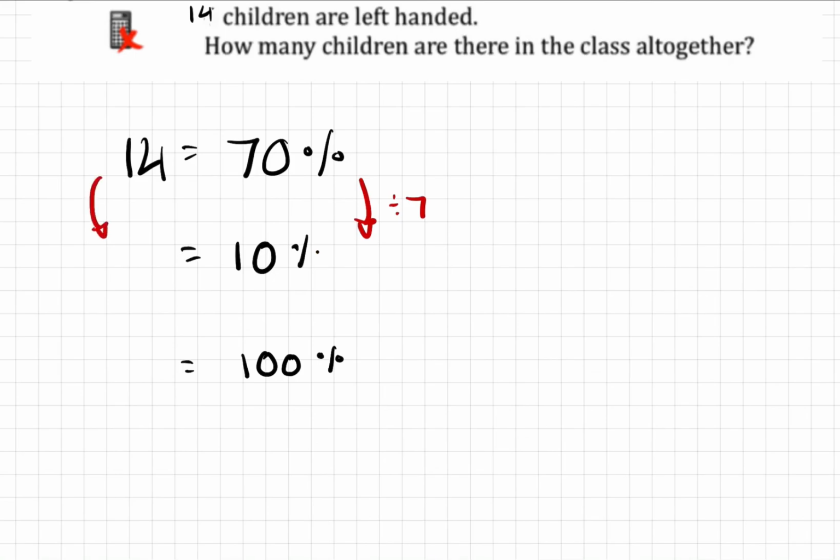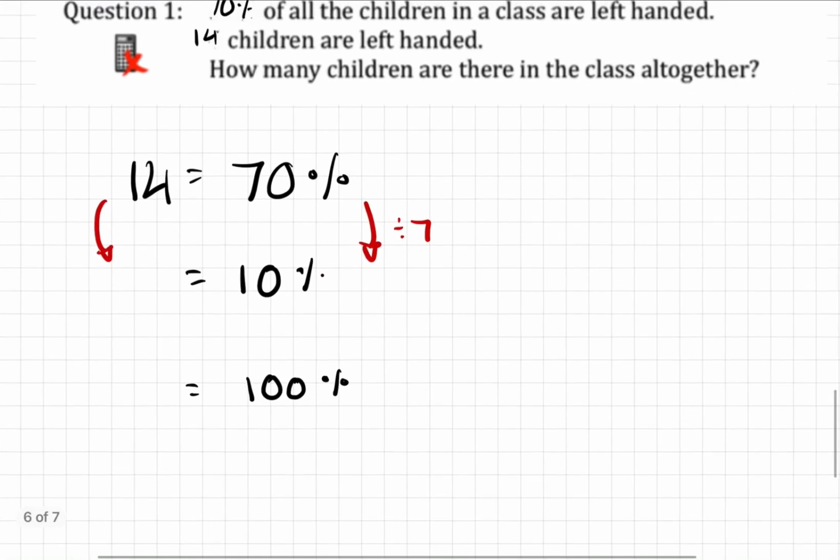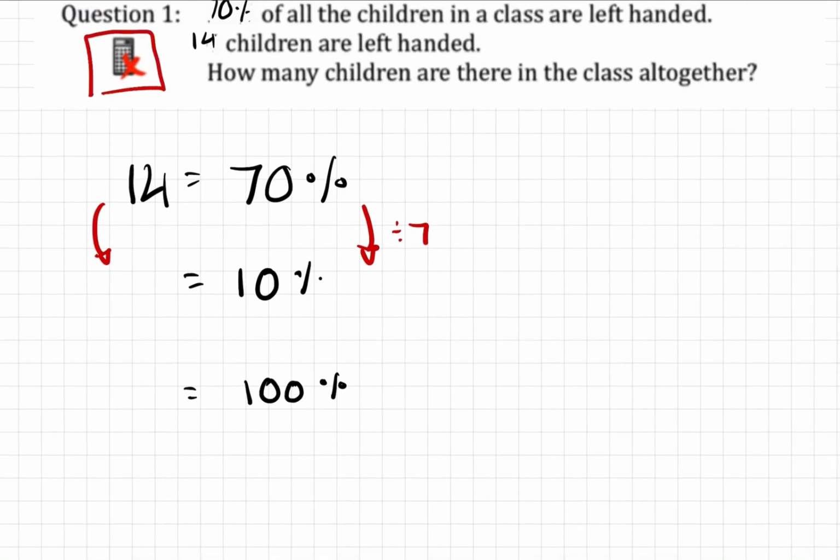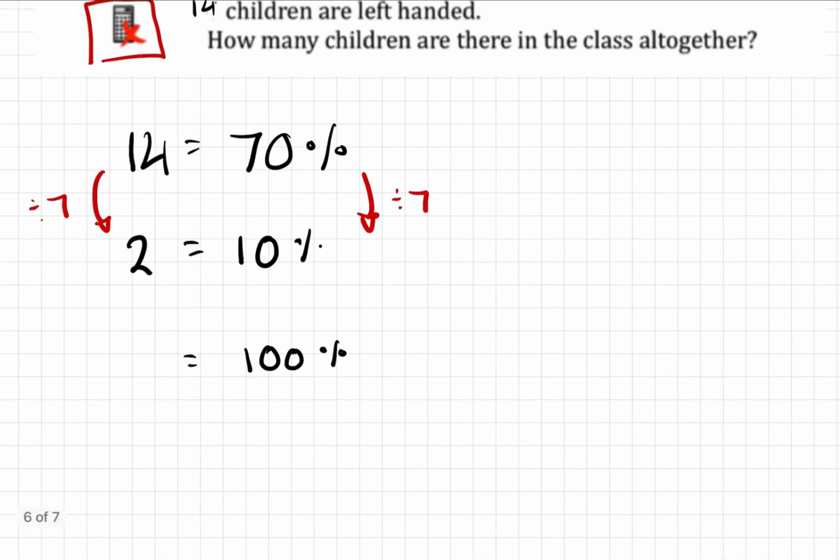So 14, and by the way, I'm doing this because it's a non-calculator. You can see that here. Divide it by 7. So 2 people equal 10%. So how do I get 100%? Simply times it by 10. And there we are. 20 people is in the original class.